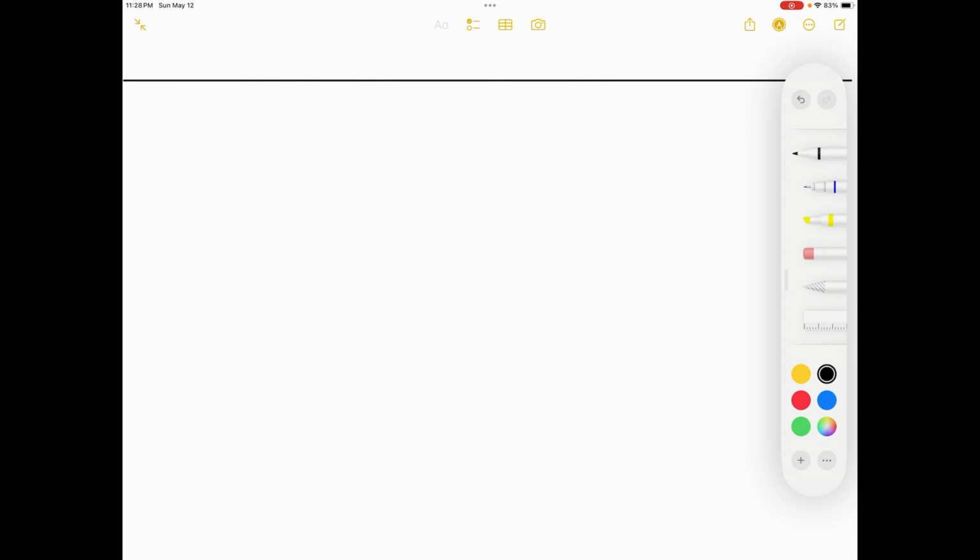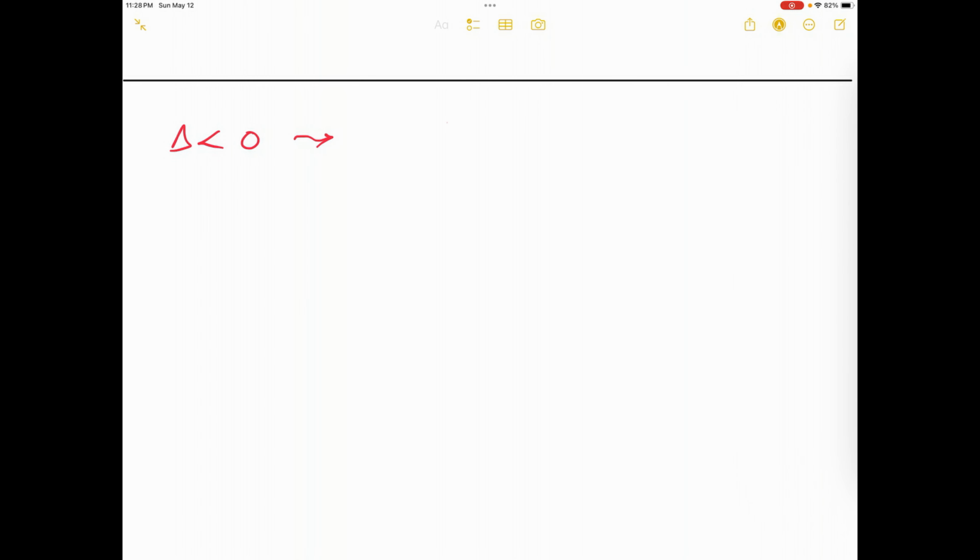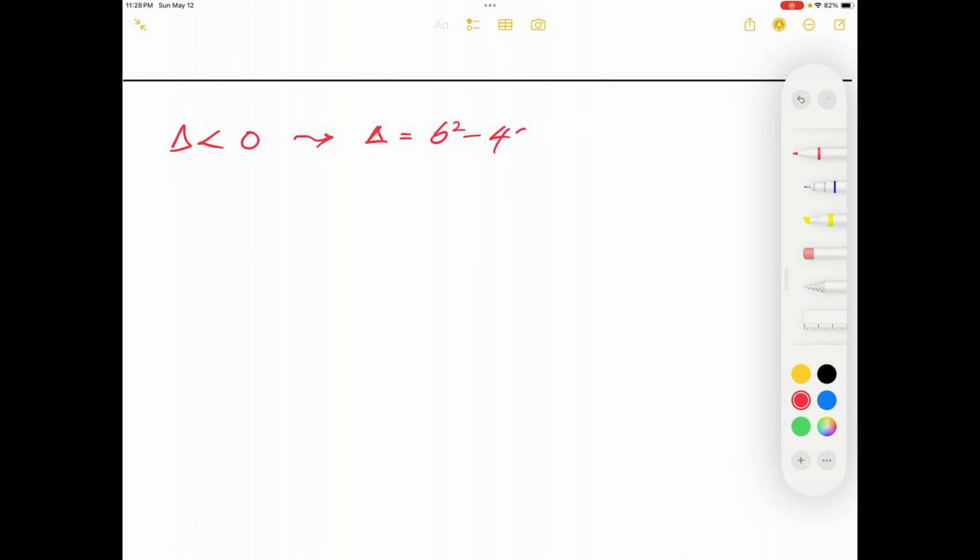The last case we have is when delta is less than 0. Once again, please don't forget that delta was defined as b squared minus 4ac. Alright, let's look at an example.